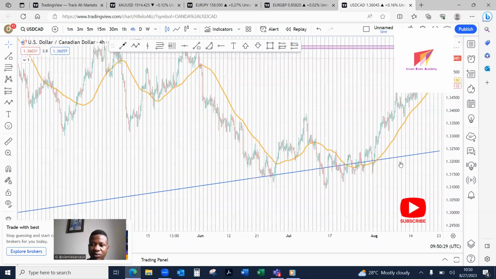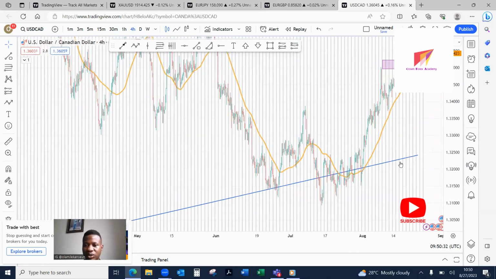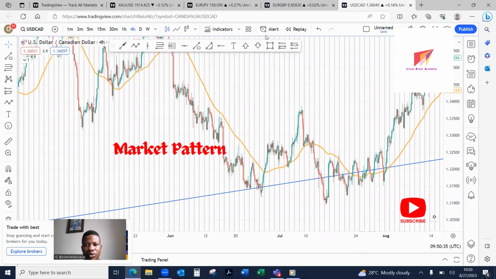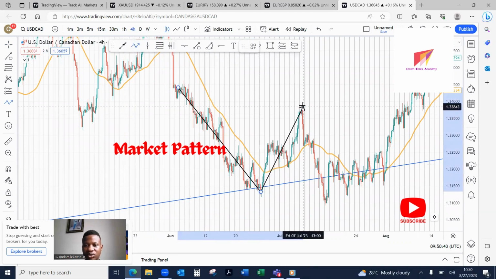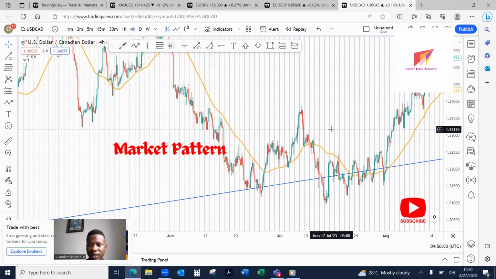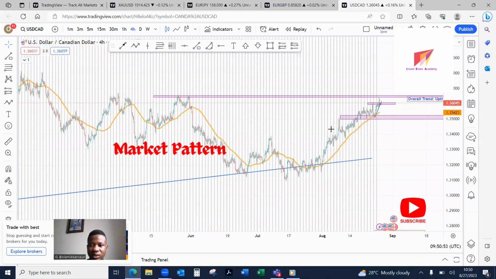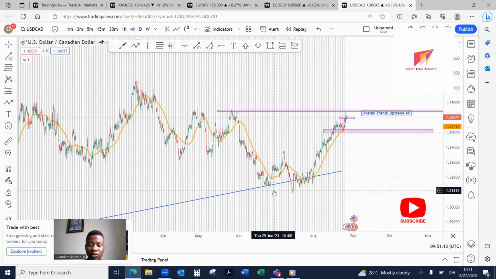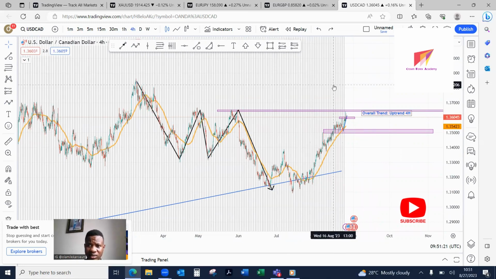That's one confirmation, right? So the second confirmation is this structure, right? You can see a W pattern here, and then the market has started pushing up, right? That's the second confirmation to show that it's still an uptrend. Don't let this give you a headache or start thinking that, oh, the market is still a downtrend.